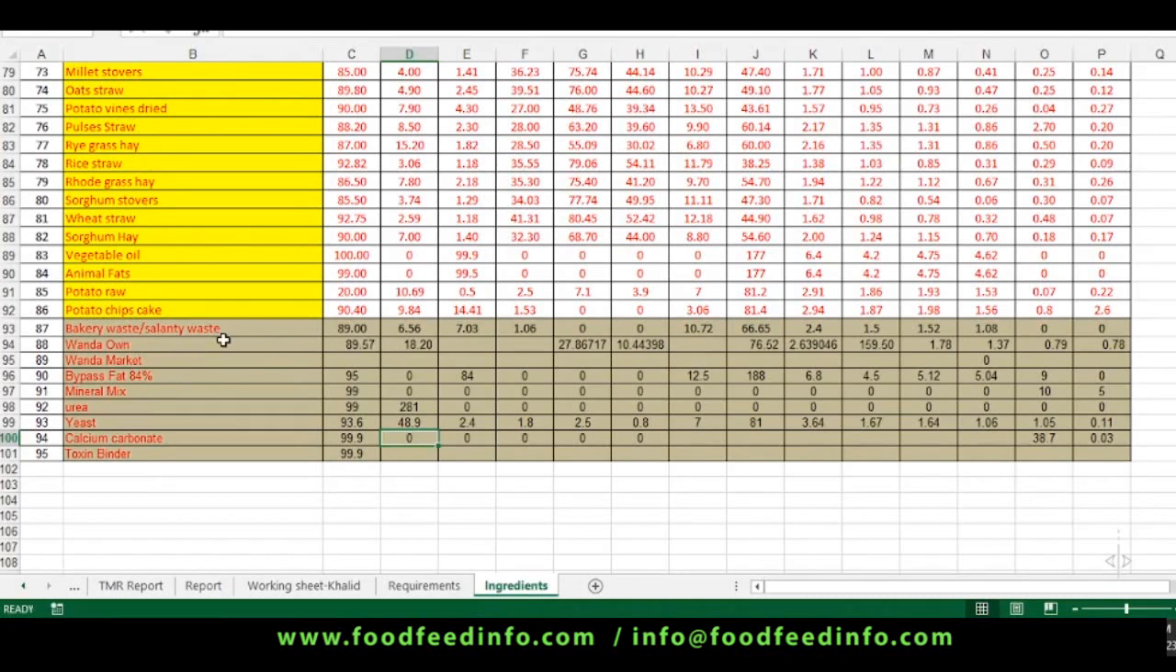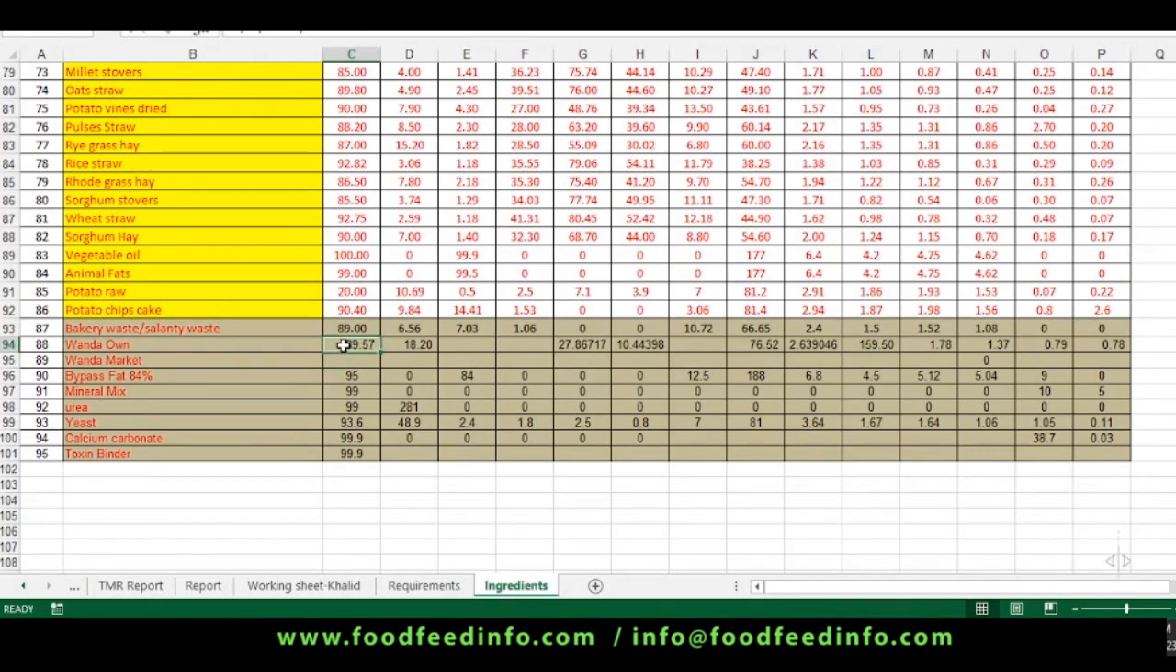And even if you have some issue, you can alter these values, which are listed from serial number 87 to 95. Here you can do alteration, or you can add a feedstuff of your own will. Here I have mentioned Vanda own, and 89 is the Vanda market. If you are not preparing your own concentrate diet, you can add the chemical composition over here. If you are procuring a product from the market, then you can add values over here, so that it can be used during TMR formulation.